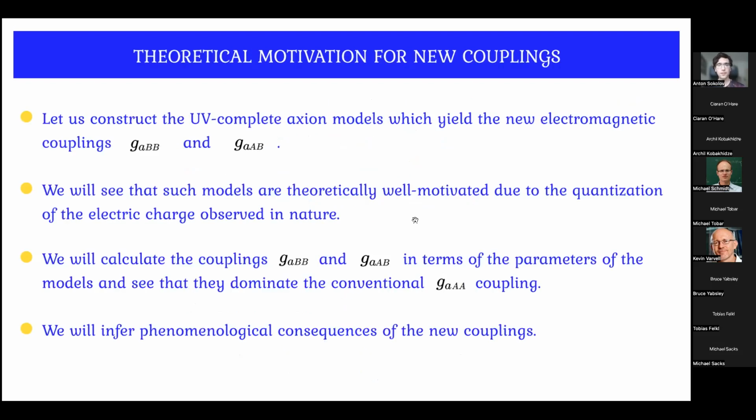So now let me give a brief theoretical motivation for these new couplings. We will introduce some new UV complete axion models which yield these new couplings, which are GABB and GAAB: the CP violating coupling and the CP conserving coupling from the DB dual term in the Lagrangian. I will explain why these models are theoretically well motivated, and we will calculate these couplings and see how they compare to the conventional axion-photon coupling.